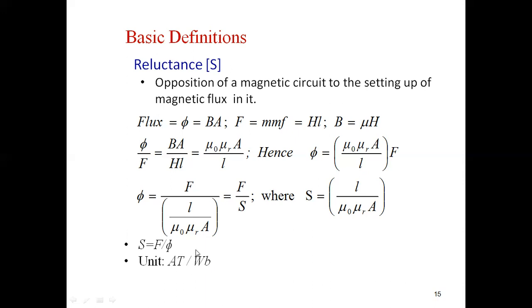And this is analogous with the resistance R in the electric circuit. V is equal to IR, so R is equal to V upon I. So this is analogous with the electric circuit resistance. Resistance is the property of the material which opposes the flow of electric current. Similarly, here the reluctance is the property of the magnetic material which opposes the setting up of the flux.